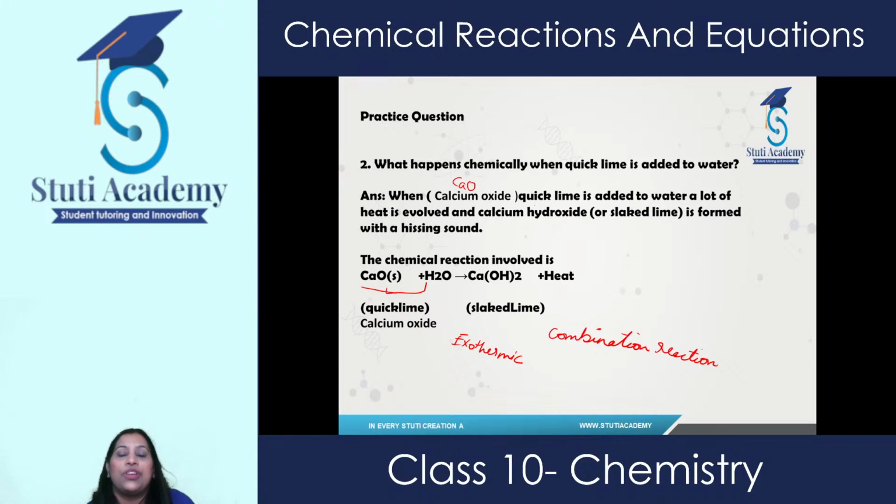So, when calcium oxide reacts with water, heat is evolved. That's why it's known as an exothermic reaction, and calcium hydroxide is formed. And this question can come in the exam: why is this reaction known as a combination reaction? So in this you have to write down the definition of a combination reaction. You can write like this: in this reaction, two reactants combine together, and they result in the formation of one product, which is calcium hydroxide.